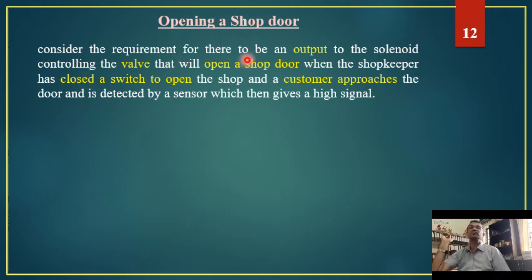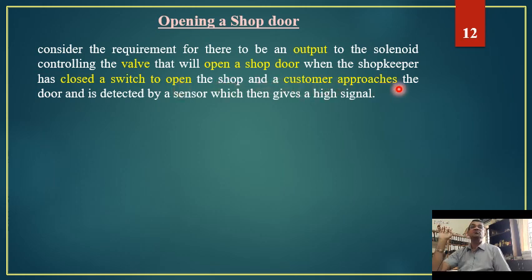So consider the requirement for an output to the solenoid controlling the valve that will open the shop door when the shopkeeper has closed a switch to open. That means the shopkeeper has to first of all close a switch. That very clearly tells that the shop is open now. When that particular switch is not closed, not on, then actually the shop is closed. That is why even if a customer comes, nothing happens.